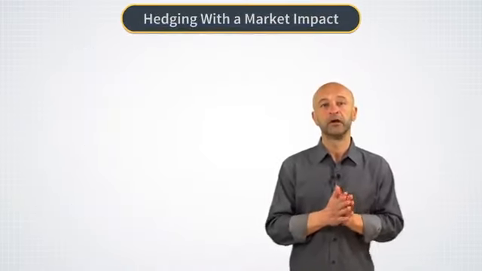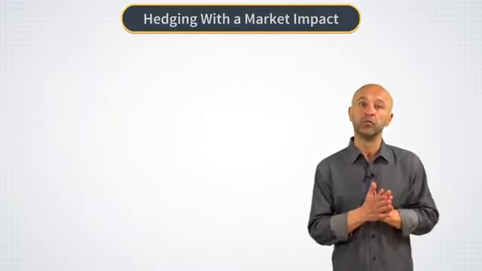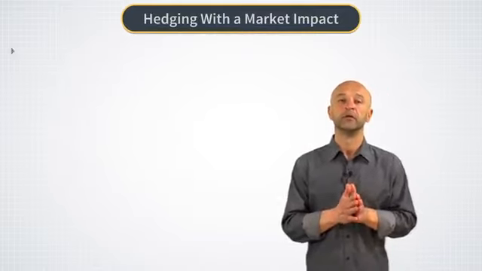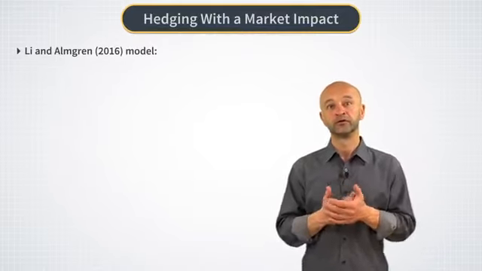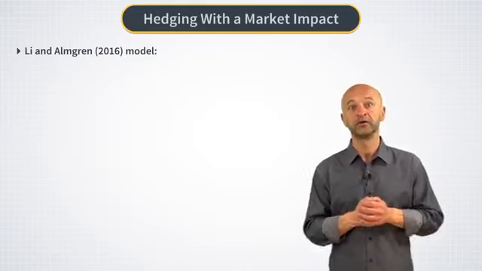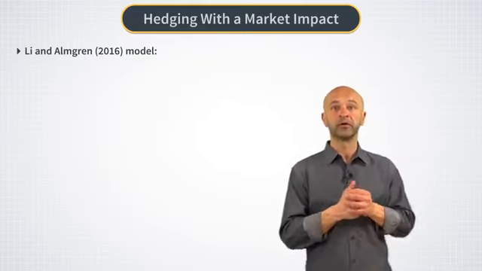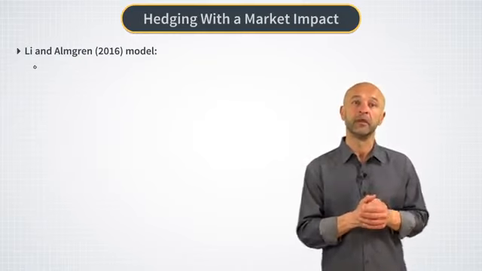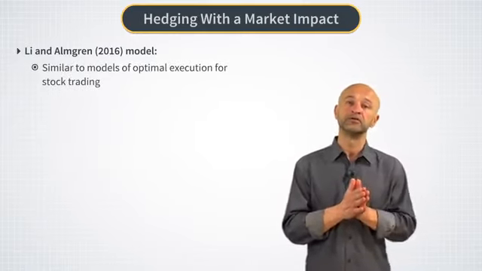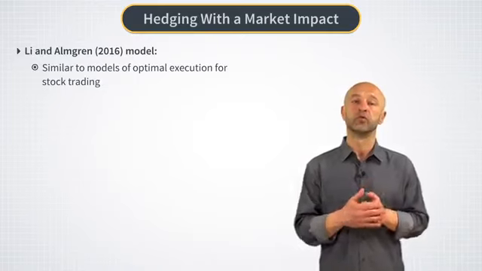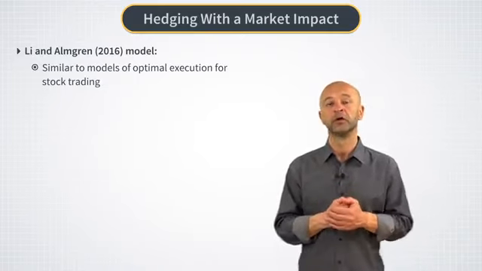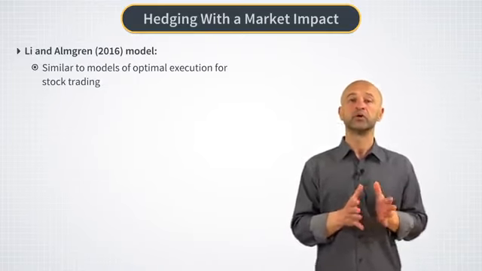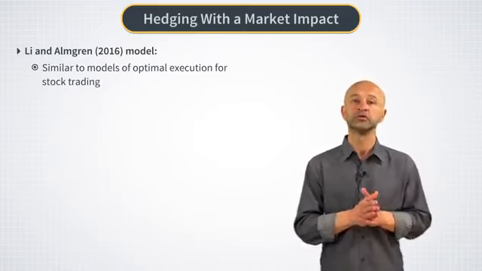And finally, I want to briefly mention a few more related models. The first one is a model of smooth hedging with market impact by Lee and Almgren from 2016, which I already mentioned earlier. They built a model similar to models for optimal stock execution that we discussed in the first week of the previous course.